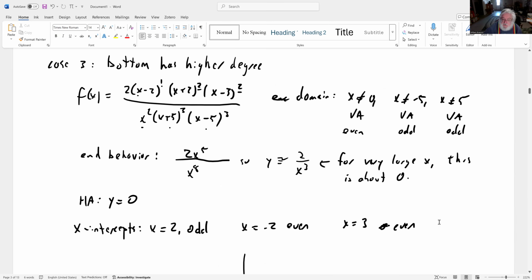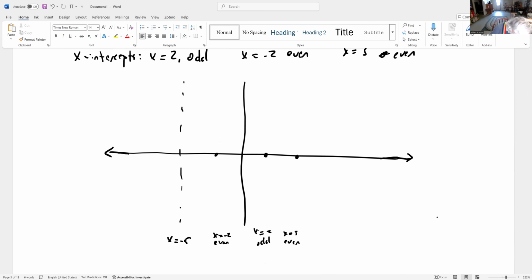X equals -5, and as a vertical asymptote, that was odd. X equals 0, which is the x-axis, and that was the even. And then x equals 5, another vertical asymptote, and that one was odd.